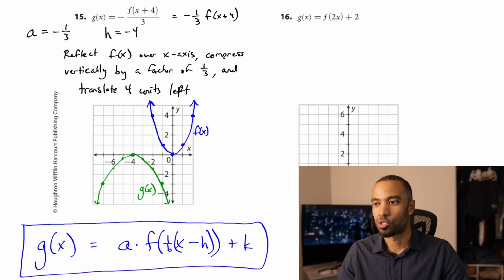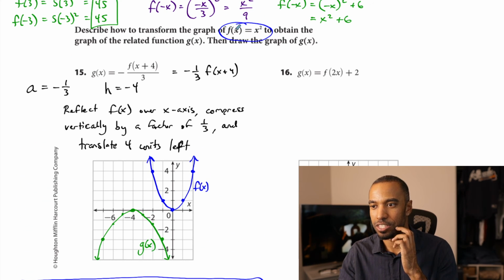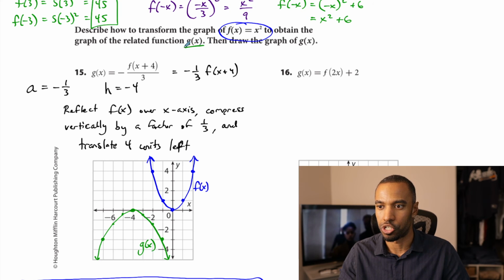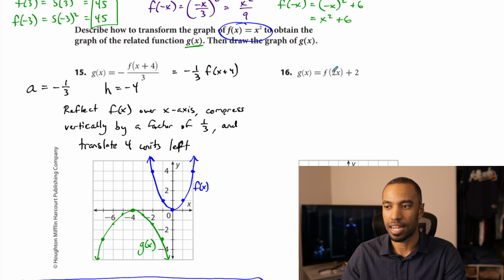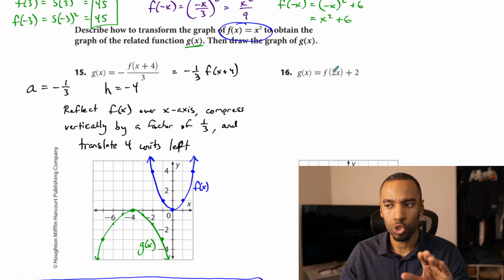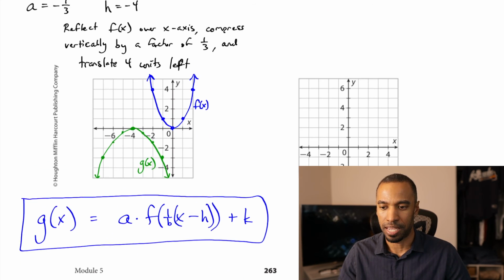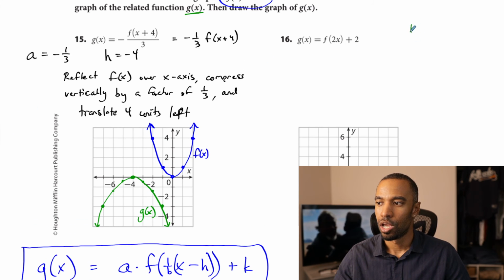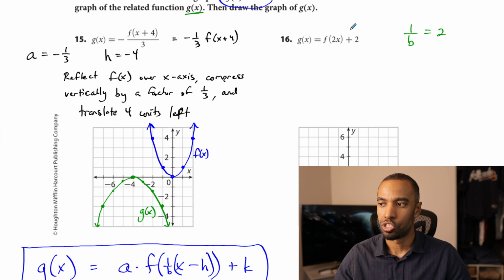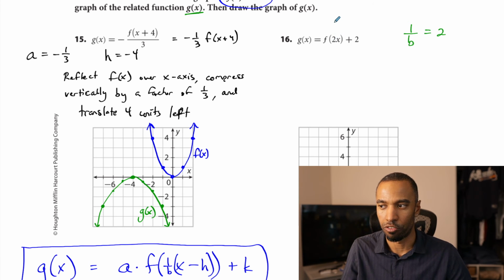Okay. Last one, number 16 here. We're still going to be using f of x equals x squared to draw the related function g of x right here. This one looks like it has a b value. Now, this is a little tricky because if you look at the equation, you have to remember that 1 over b looks like it's 2, right? 1 over b is my 2. It's not just b that's 2, but 1 over b is 2.